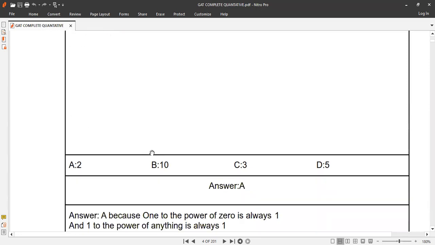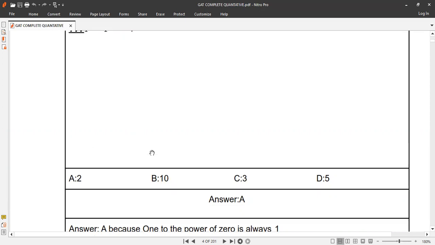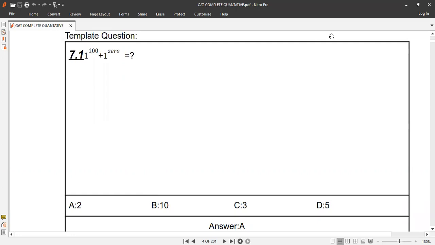Because 1 to the power of 0 is always 1, and 1 to the power of anything is always 1. So what do I mean by this? Here, 1 to the power of any number: if we have 100, 99, 360, whatever the exponent, it will be 1. And any number to the power of 0 equals 1. So 1 plus 1 equals 2. So the answer is A.